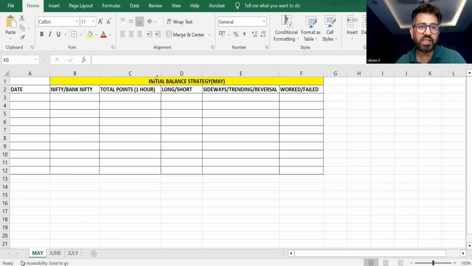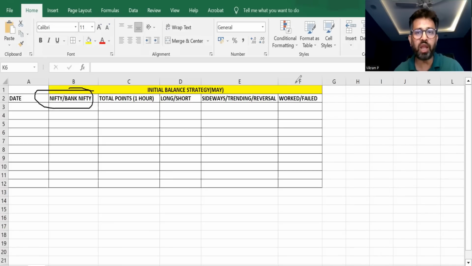So in the Excel sheet, you can see that I have written down the strategy name here, initial balance strategy. And you can see here May month, here June month, here July month. And in date, I'm going to mention which dates I've seen that strategy, wide initial balance. That means whether it happened in Nifty or Bank Nifty, I mention here. But for the time being, for this video, I'm going to discuss only Bank Nifty. So that's why you will see me only doing backtesting in Bank Nifty. If I take both, then it is going to take a lot of time. So to make this video shorter, I'm going to take only Bank Nifty.